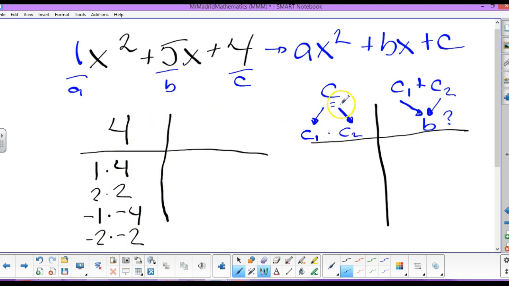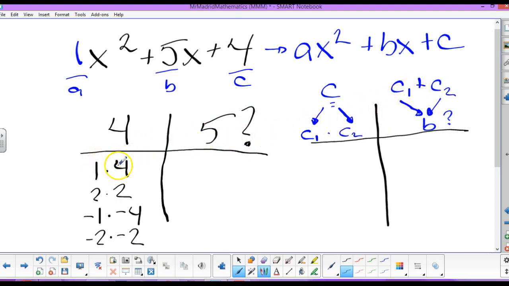Okay. So that's this part. I found 2 numbers, a whole list of them. Next, what I want to do is I care about adding them to see which one gives me B. So B in this case is 5. Okay, and I'll put a question mark. It's this part right here.